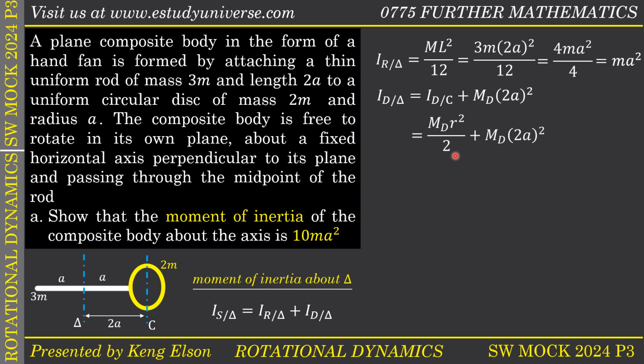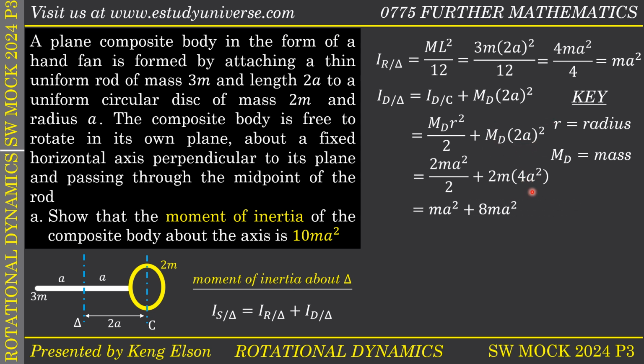So since the standard results exist and you can get them from the formula booklet, we just need to do the numerical application. So md here stands for the mass of the disc and r stands for the radius of the disc. The mass of the disc is 2m and the radius of the disc is a. We just need to replace, so we get 2ma squared on 2 plus 2m times 2a all squared, which is 4a squared. Now here we have ma squared and here we have 8ma squared. When we add together we get 9ma squared.